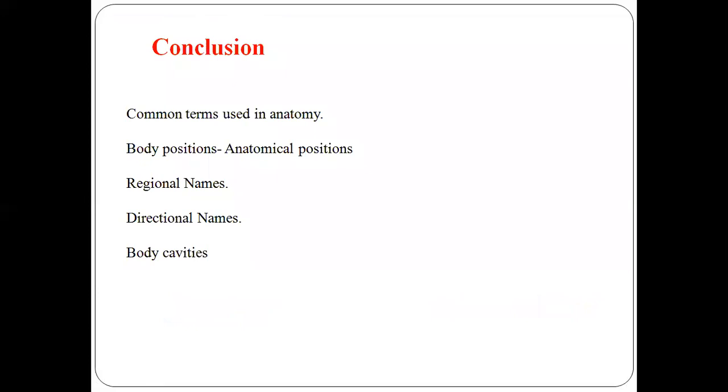So to conclude this class, we can say that we have studied all the common terminologies which have been used in anatomical study. We have studied about the body position, that is the anatomical position, then the regional names, the directional names, the body cavities, that is the thoracic cavity and the abdominopelvic cavity. How the abdominopelvic cavity is divided into 9 regions and into quadrants. So we have studied all those things in this class.